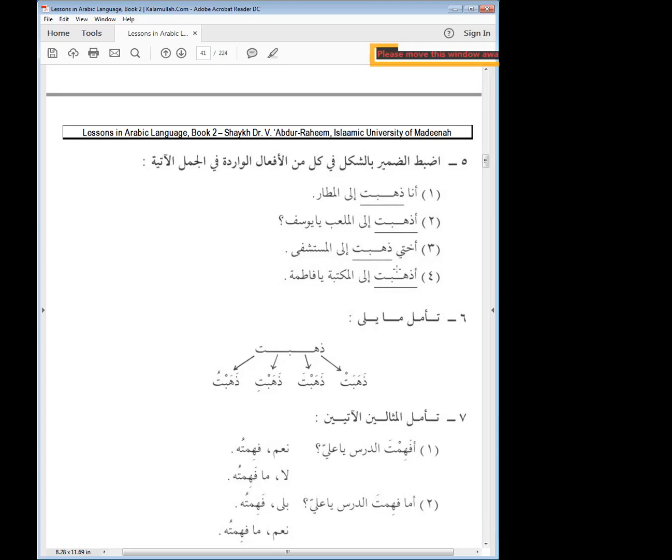Third person, here, like talking about somebody else. Right? Third person. So she. So dhahabat means she went. Dhahabta, you, masculine, went. Dhahabti, you, feminine, went. Dhahabtu, I, went. I could be masculine or feminine. Alright? Any other questions?